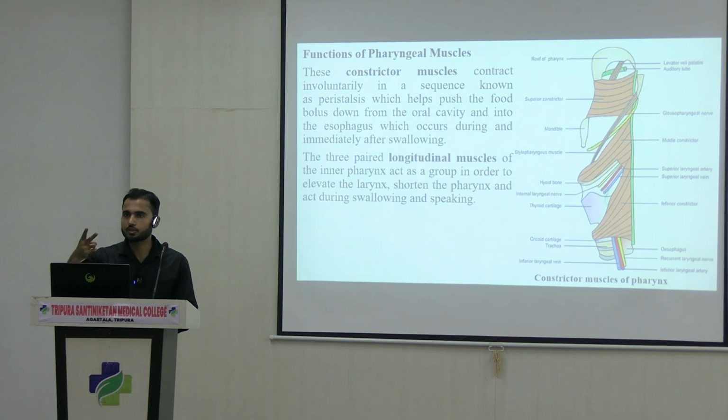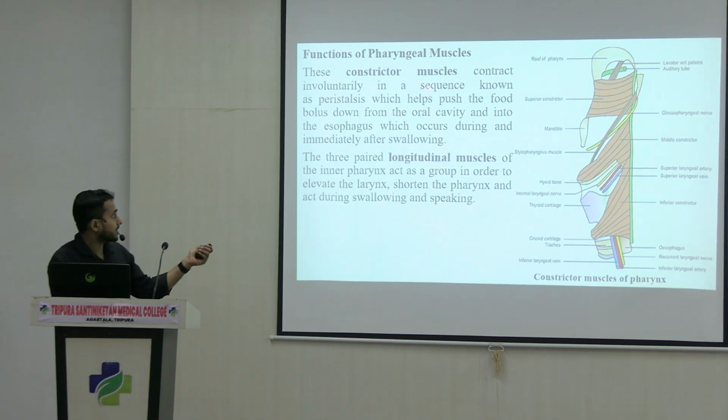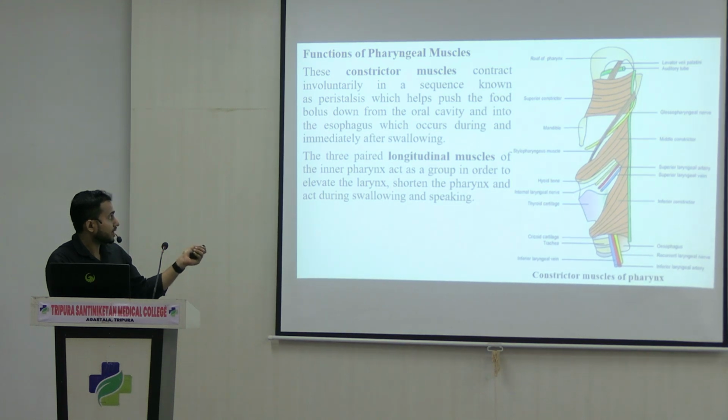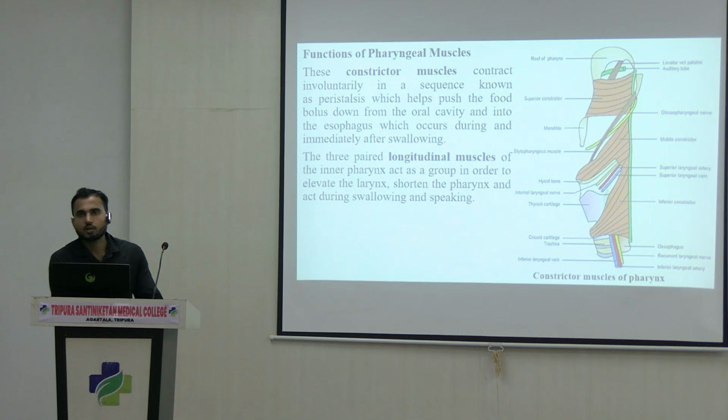functions. So two groups of muscle, two different functions. If you see the constrictor muscles, they will contract involuntarily. When they contract involuntarily, they work in a sequence known as peristalsis, which will push the food down from the oral cavity to the esophagus, which takes place during deglutition, or swallowing. Next is the longitudinal muscle.